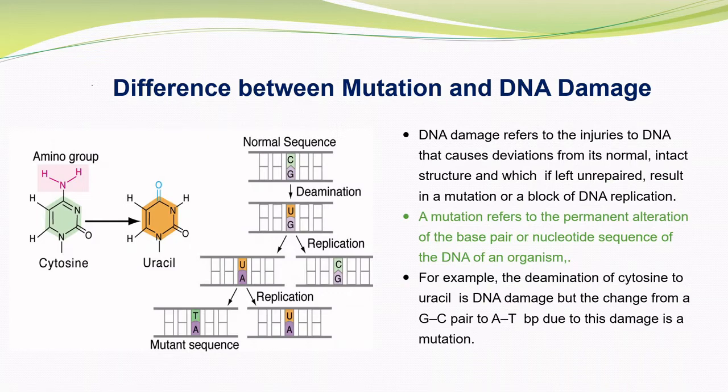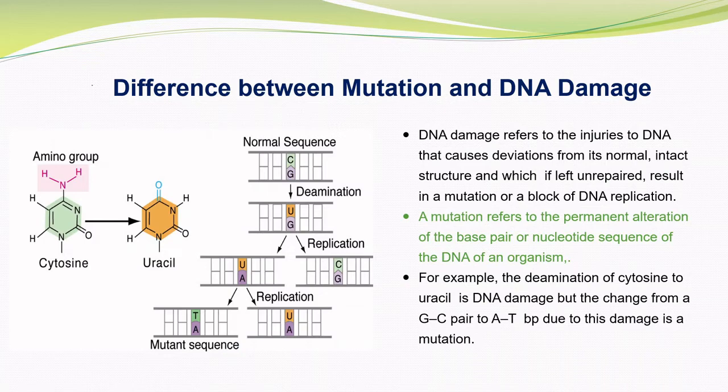Now, for example, when cytosine deaminates to form uracil, that means it loses its amine group, and when this amine group is lost, cytosine changes to uracil. This change is known as DNA damage or modification, and if this damage is not repaired, it would cause mutation, which you know as substitution.